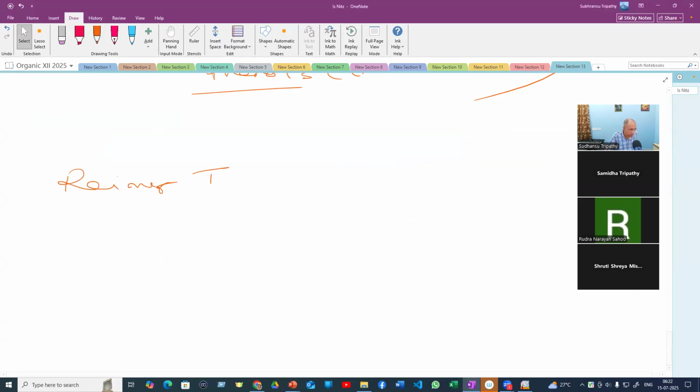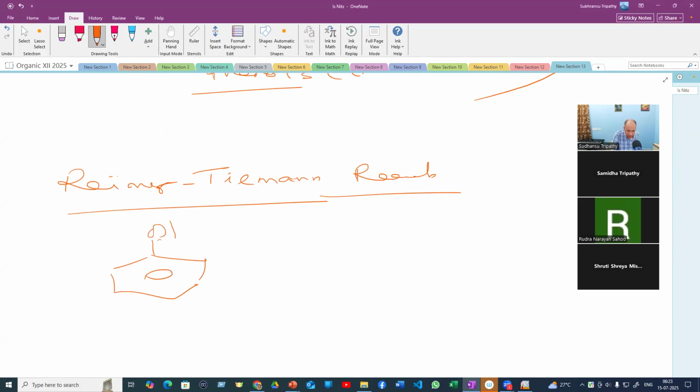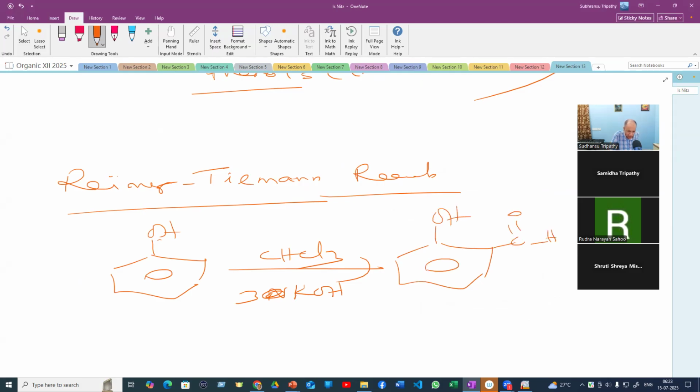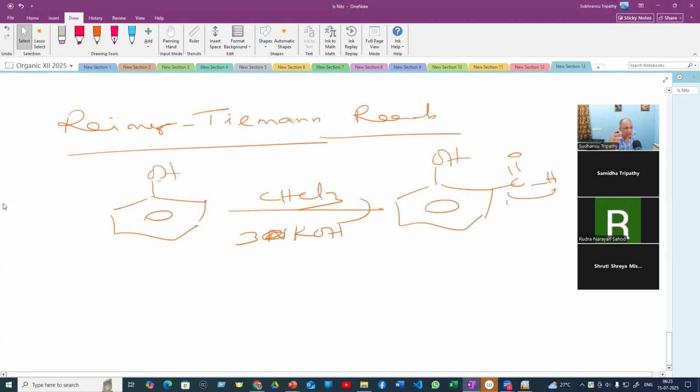Reimer-Tiemann. Reimer, R-E-I-M-E-R, then T-I-E-M-A-N-N. Reimer-Tiemann reaction. What happens here? The phenol reacts with chloroform, of course. If it's 3 moles of NaOH or KOH, usually KOH is taken, to give you this OH remains and the ortho position is formylated. Of course, in the process, a lot of chloride ion will go, 3 KCl. You can write down 3 KCl. Don't worry.